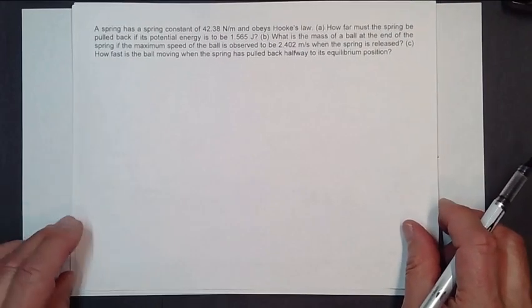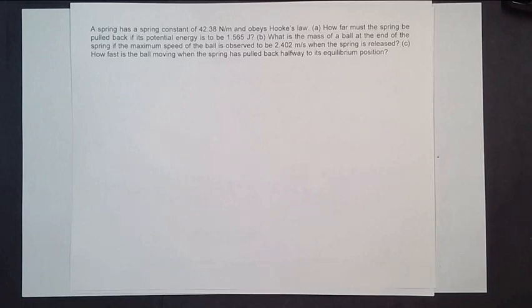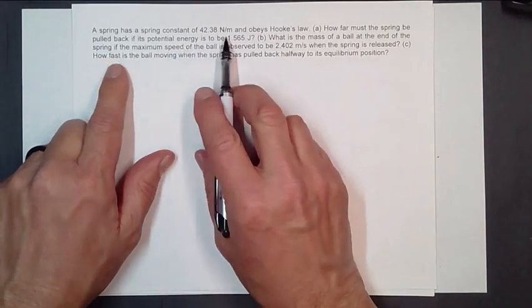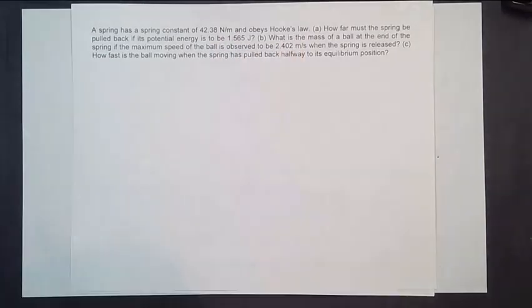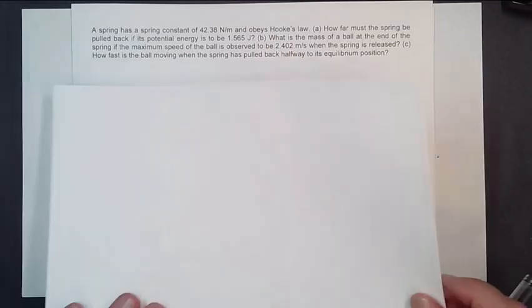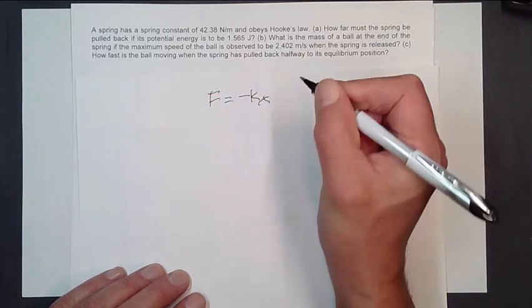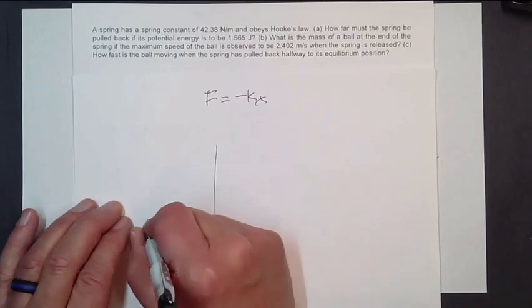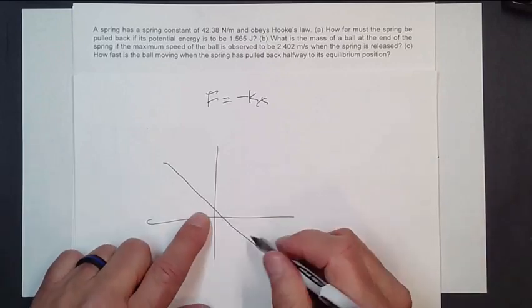This is one that some of you saw me do in class, but I'm going to do this with conservation of energy instead and not think about work done. The spring has a spring constant of 42.38 newtons per meter and obeys Hooke's law. Now, Hooke's law is the one that says F equals minus kx, and the work done by a spring, whoops, missed it again. Anyway, pretend that goes through the origin.